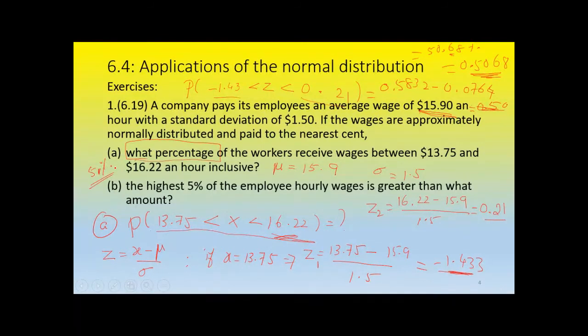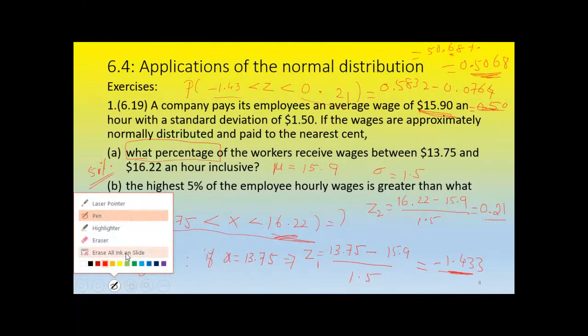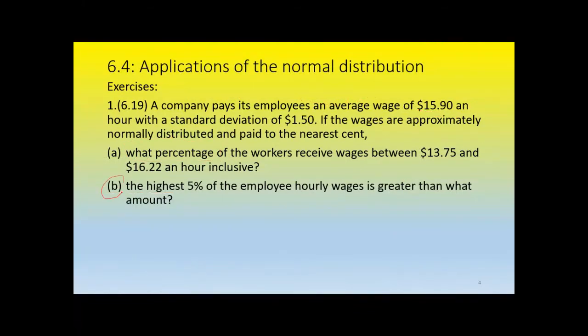Now let's deal with case B, problem B. The highest 5% of the employee hourly wages is greater than what amount? Highest 5% on the normal curve.